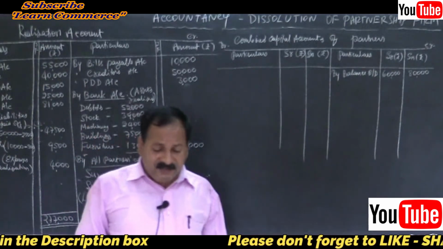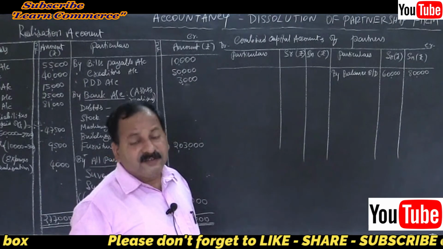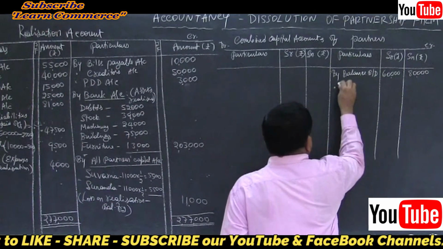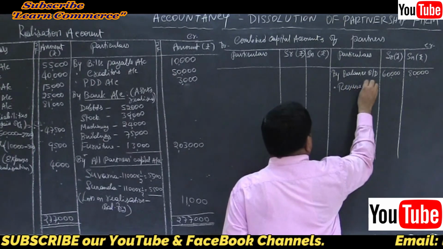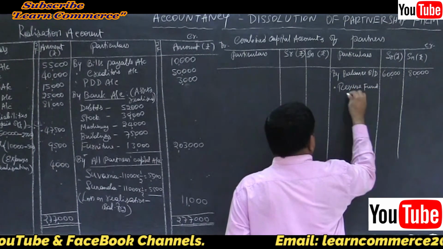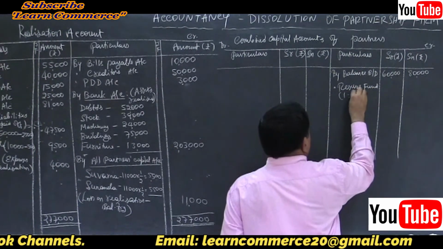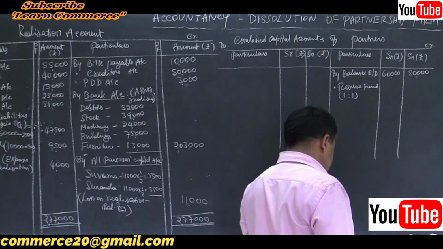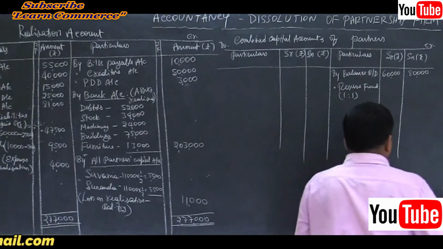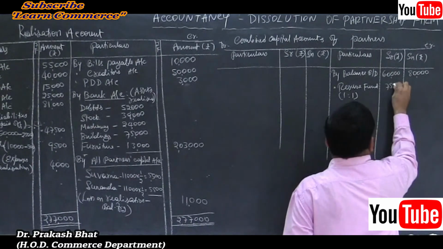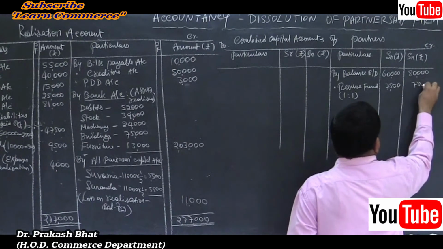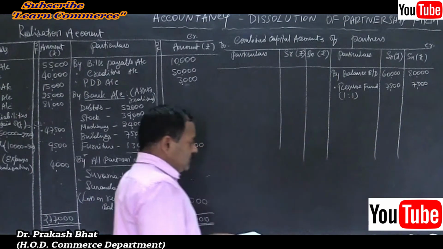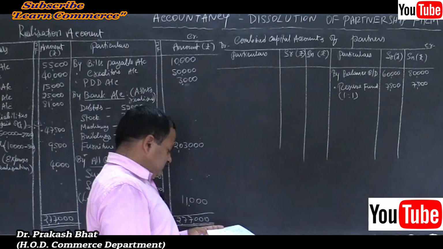On the liability side there is reserve fund. Distribute it among the partners by reserve fund, 1:1. 15,000 is there, so 7,500 each. Then, what is the next step?